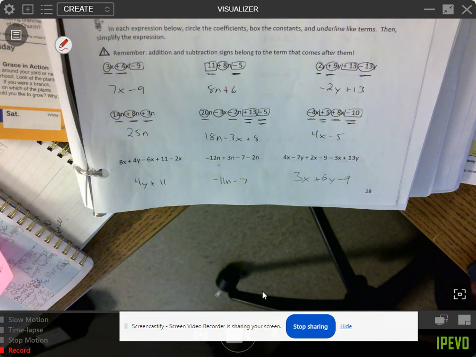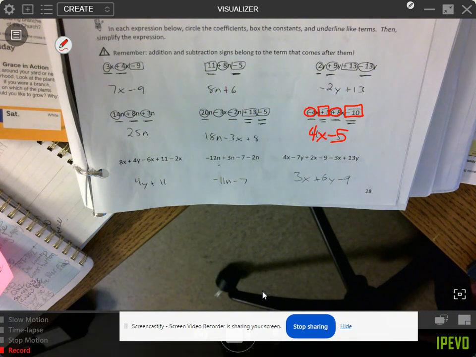All right, our next one, coefficients are negative 4, positive 8. Constants are positive 5, minus 10. So negative 4x plus 8x gives me 4x. 5 minus 10 gives me 4x minus 5. Is there anybody who needs me to go over that? Go ahead.